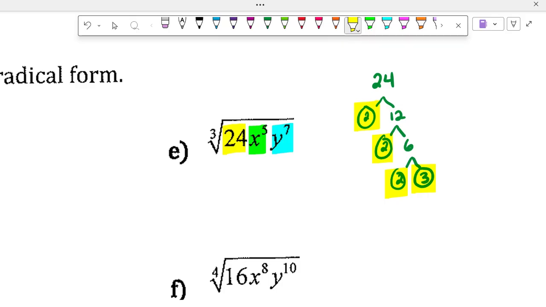Now, we're looking for a number that repeats 3 times. What number is that? 2.